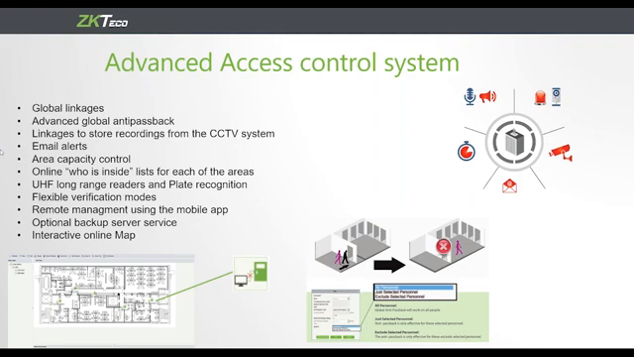We have also an optional backup service for backup servers. In some critical installations, the server can never be offline. So we have some special servers that can provide a second backup server, so that in case of failure of the first server, it will jump to the second server. And we have an interactive online map.